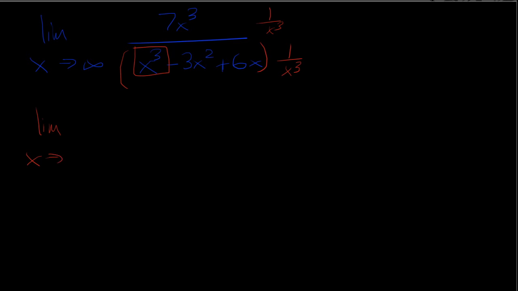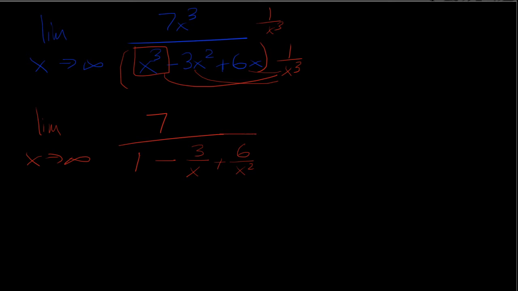So I'm going to have the limit as x approaches infinity. The x cubes are going to cancel at the top, so I'm going to be left with 7. And now the x cubed times 1 over x cubed cancels. I'm left with 1 minus 3x squared over x cubed, which is 3 over x. And then 6x over x cubed is 6 over x squared. Now, 3 over x and 6 over x squared both go to 0. So I'm left with 7 as my limit.